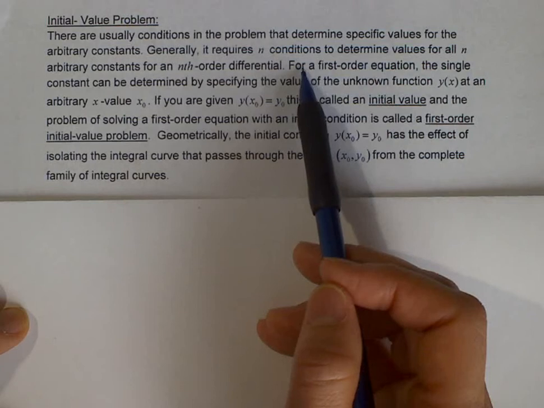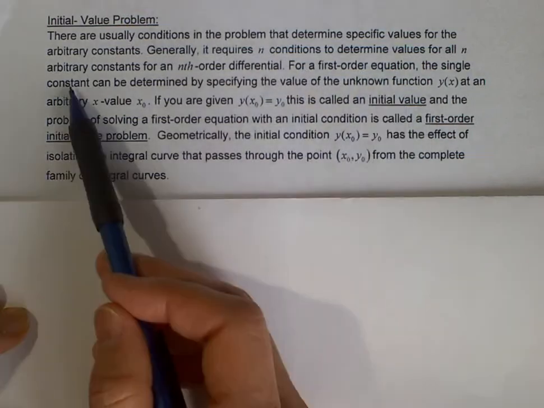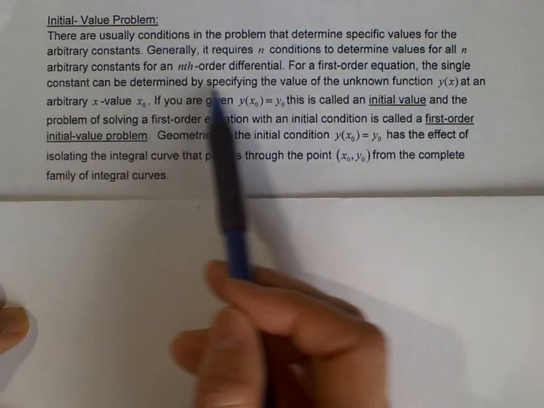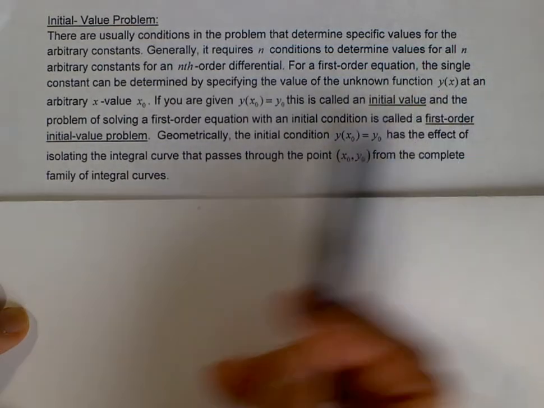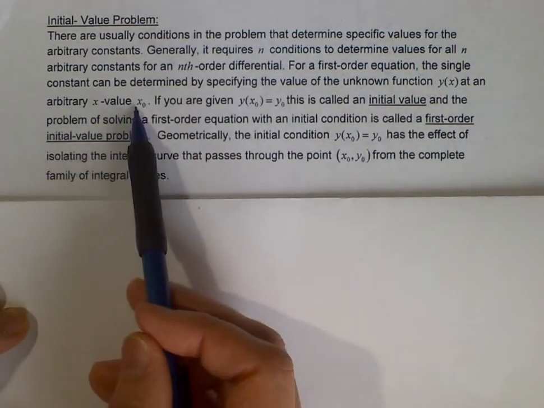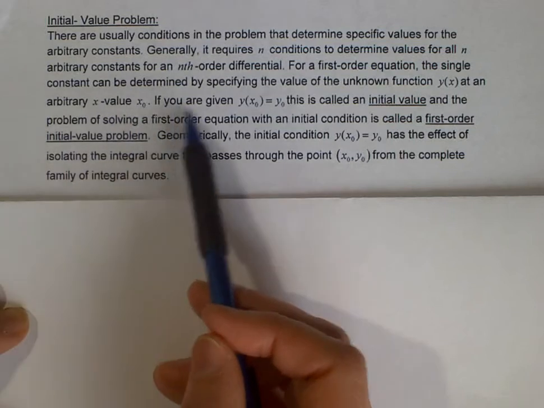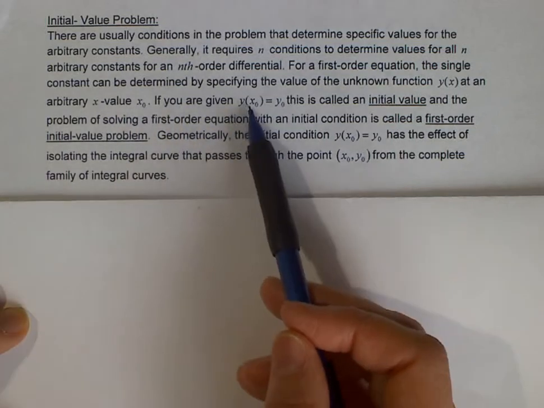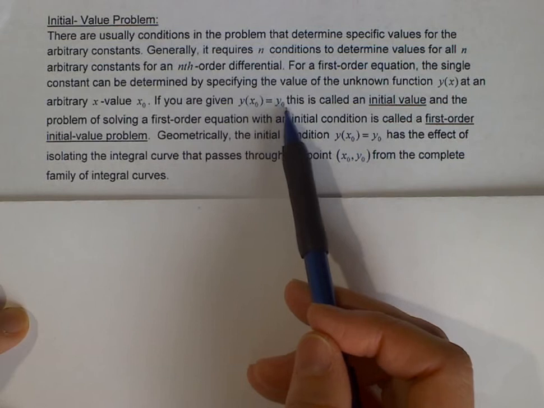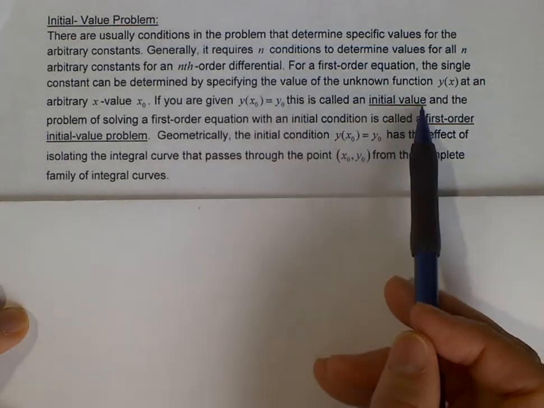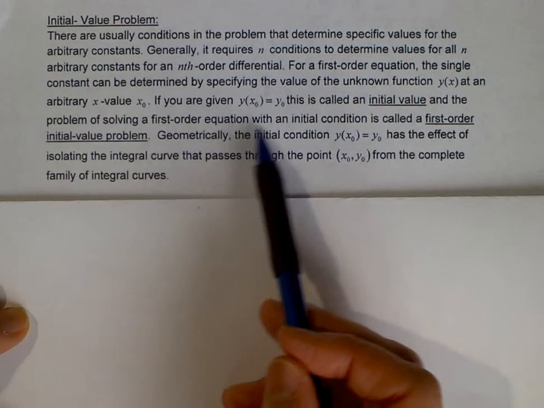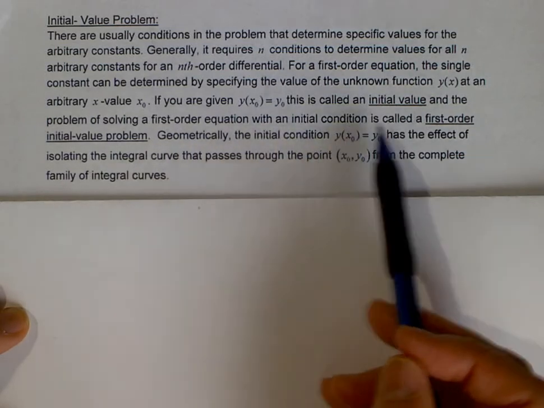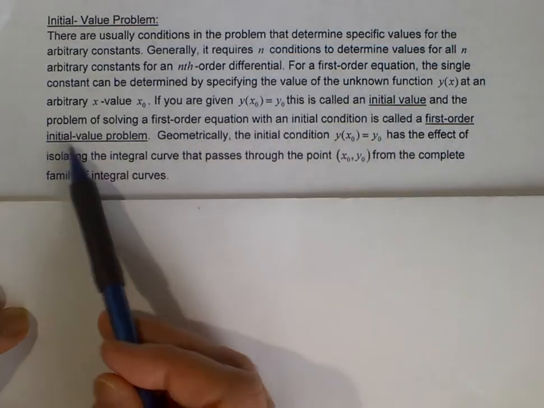So for a first order equation, the single constant can be determined by specifying the value of the unknown function y of x at an arbitrary x value x sub 0. If you are given y of x sub 0 is equal to y sub 0, this is called an initial value, and the problem of solving a first order equation with an initial value condition is called a first order initial value problem.